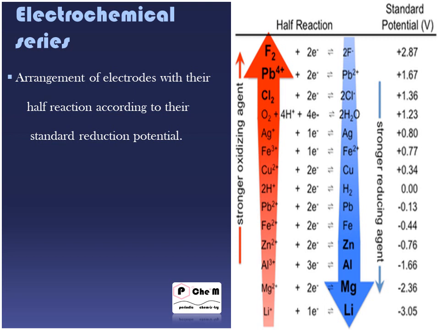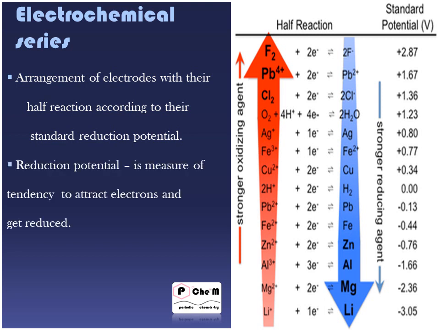Although this series is a small part of the electrochemical series, you can find the whole electrochemical series in your textbook, or you can also use any search engine to learn more about it. Reduction potential is a measure of the tendency to attract electrons and get reduced. This means reduction potential tells about the tendency of a reaction to undergo a reduction reaction. So after summarizing these two definitions and this electrochemical series, we can make an approach to solve our numericals.